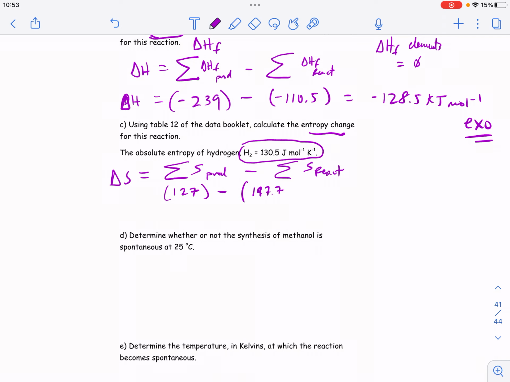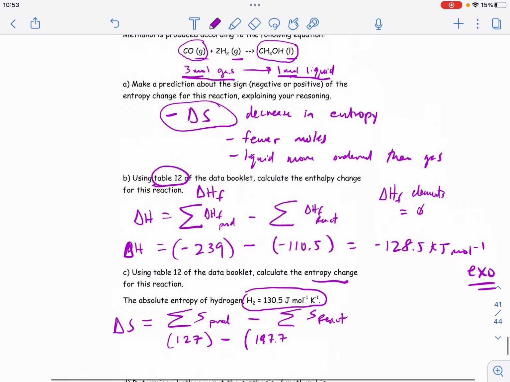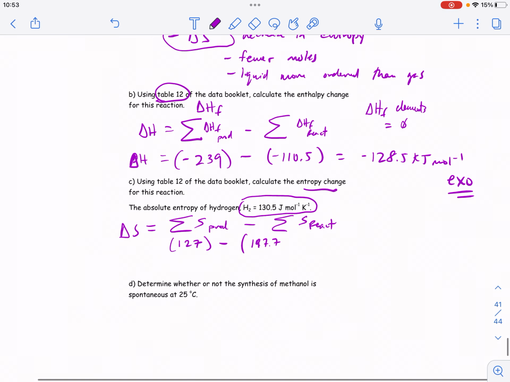The elements aren't listed in table 12 because they don't have those formation values. So if there is an element in your question, it'll have to be given to you in that question itself. Now, in the equation, there are 2 moles of hydrogen, and these values are always given per mole. So I've got to do the 197.7 and then 2 times 130.5, which is the value for hydrogen.